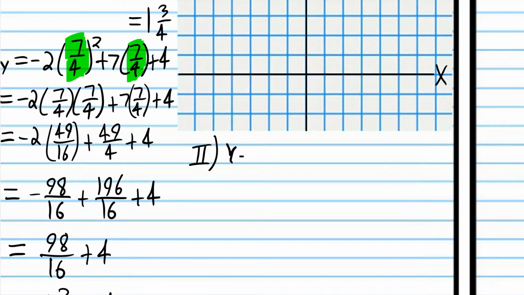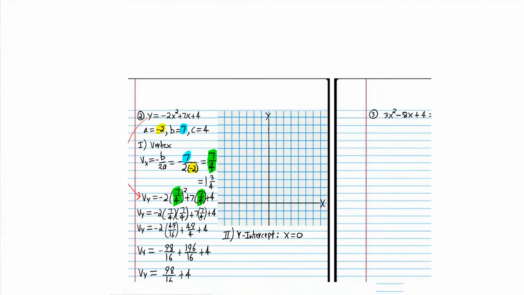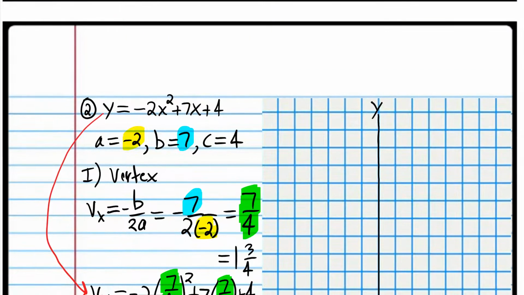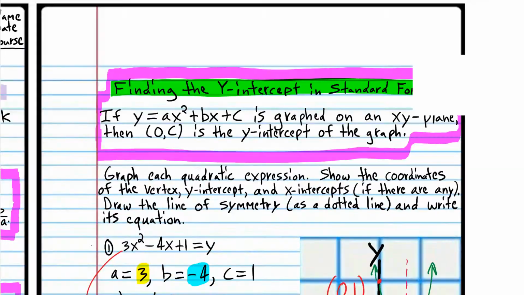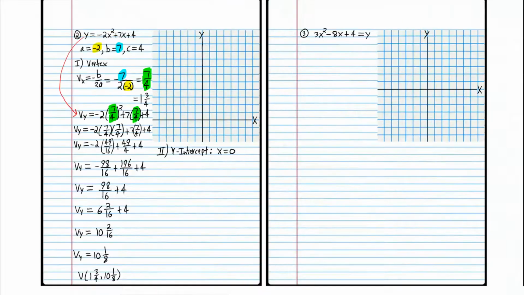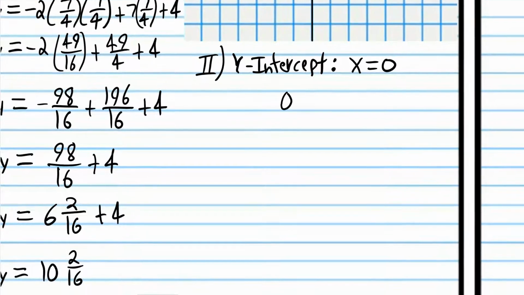So now we're going to find the y-intercept. And to do that, of course, we let x equal 0. And because this is in standard form, this number here is the y-intercept. Remember, that's what this theorem was up here. Okay, so the y-intercept is 4. So we have 0, 4. We could show the math on that, but it's just not necessary.